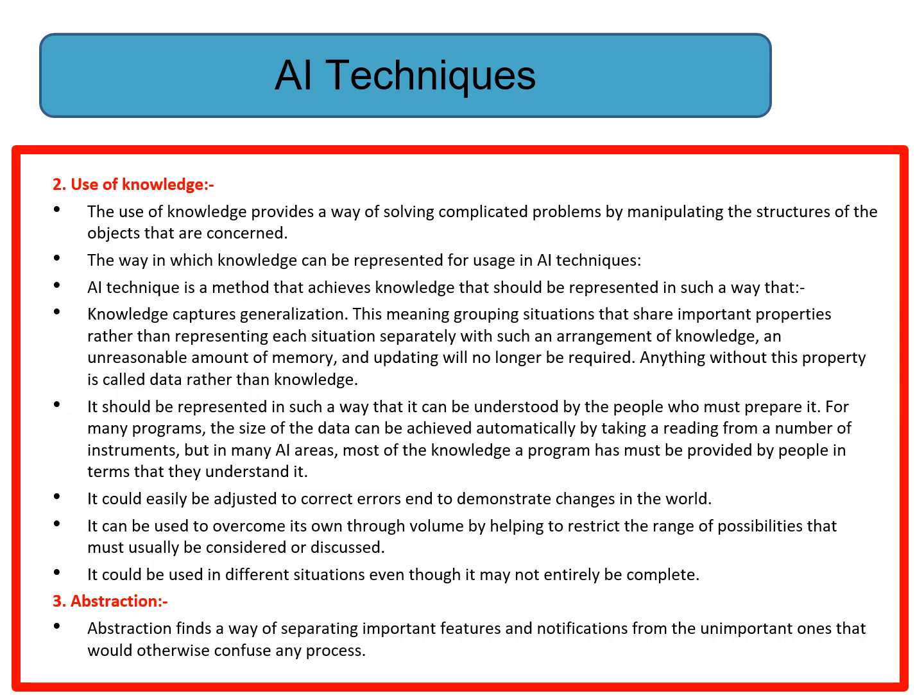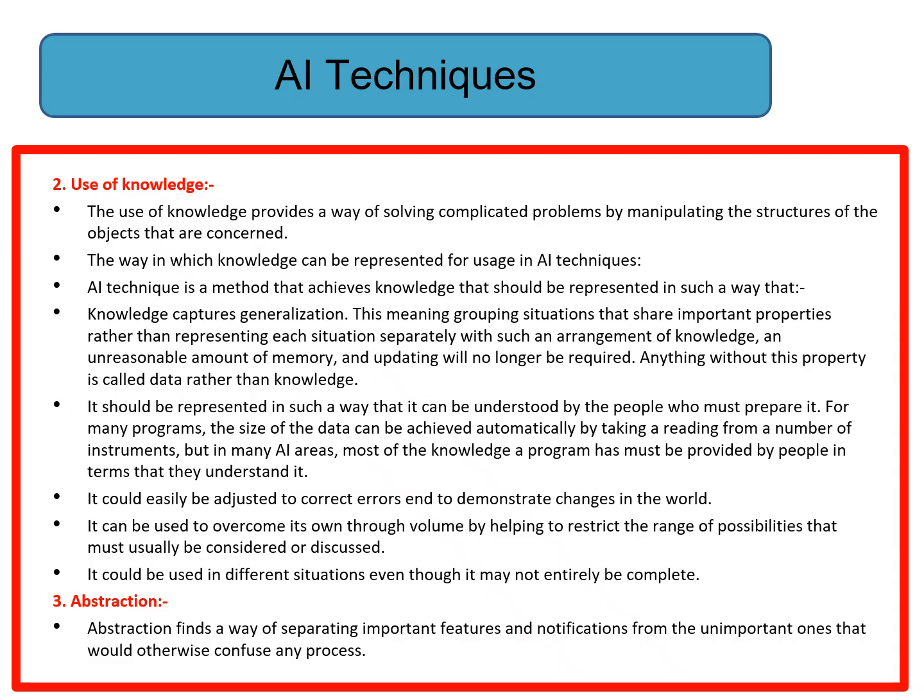So let me see the characteristics of knowledge representation. First, it captures generalization. Knowledge should represent general rules rather than individual cases. Example: bird 1 can fly, bird 2 can fly, bird 3 can fly. Instead, the knowledge base stores that all birds can fly. It saves memory and simplifies updates.